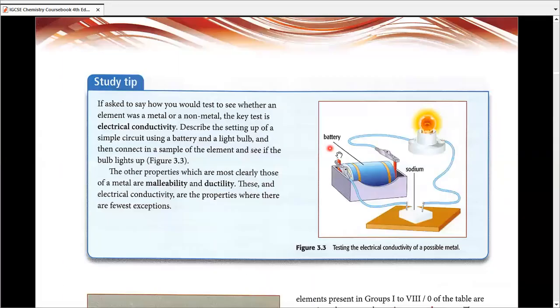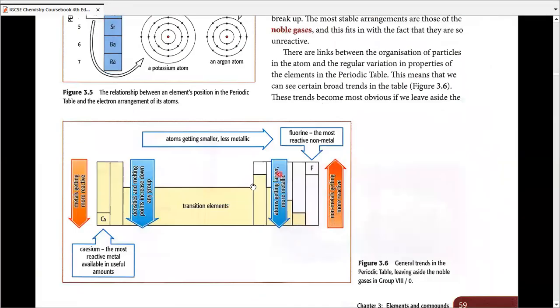Moving on to the red ones. Now, for the first red one, you would see that it talks about metals getting more reactive down the group and non-metals getting more reactive up the group.